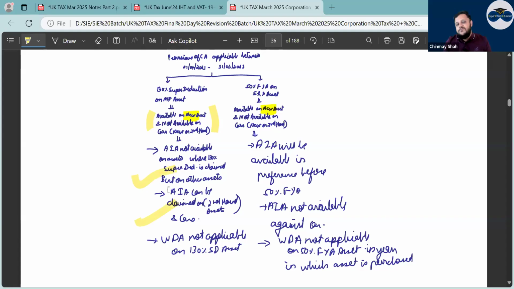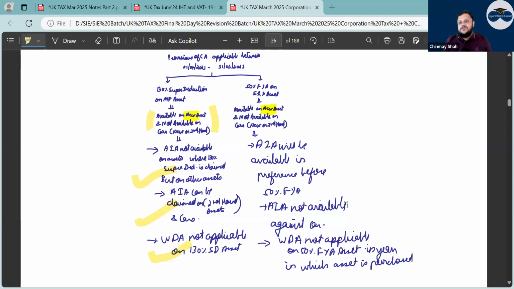But if it is a new main pool asset, not 100% capital allowance, the full 130% is allowed, correct? WDA is not applicable on 130% because there will be nothing left after deducting 130%, correct? So you do what? 500,000 addition, 500,000 deducted from the pool, but in the capital allowance you will write how much? 650,000. But this is all old news, FY 21 and 22, correct?